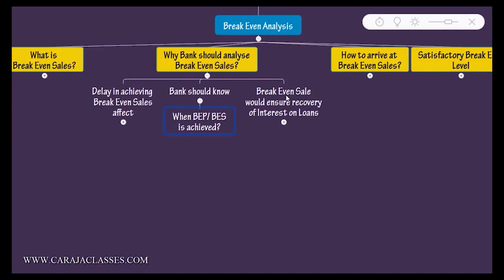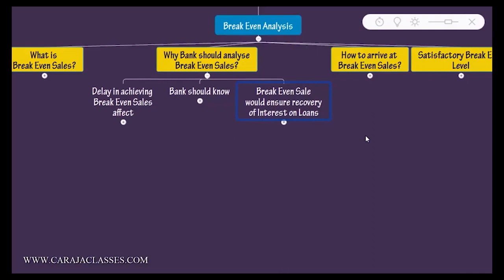That is another analysis which the bank should do. So let me put it here. Bank should know when break-even point or break-even sales is achieved. Break-even sales would ensure that interest on loans are recovered, because when we say break-even sale, cost is recovered. Cost includes interest also. So if the bank is convinced that this company is able to break even, then bank can be sure of the interest servicing.